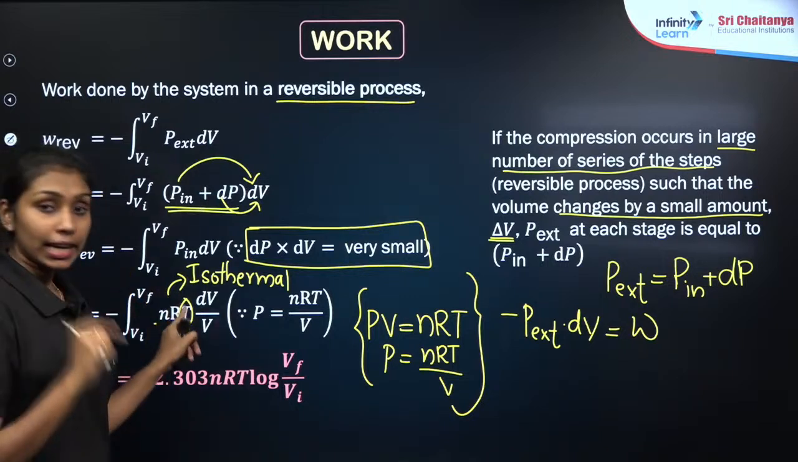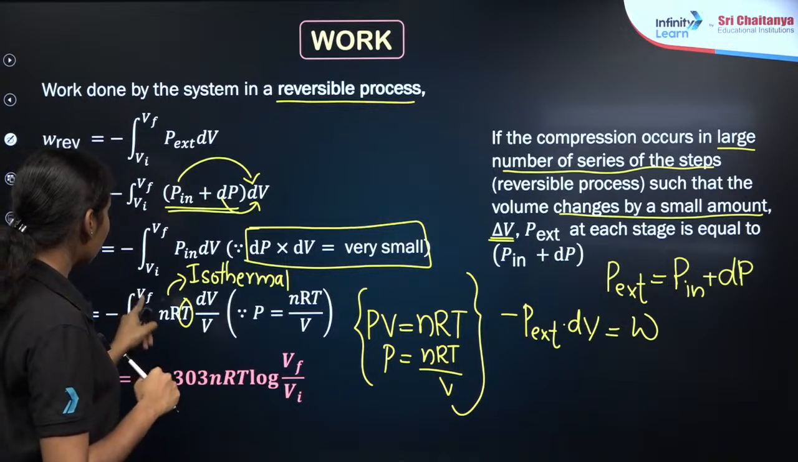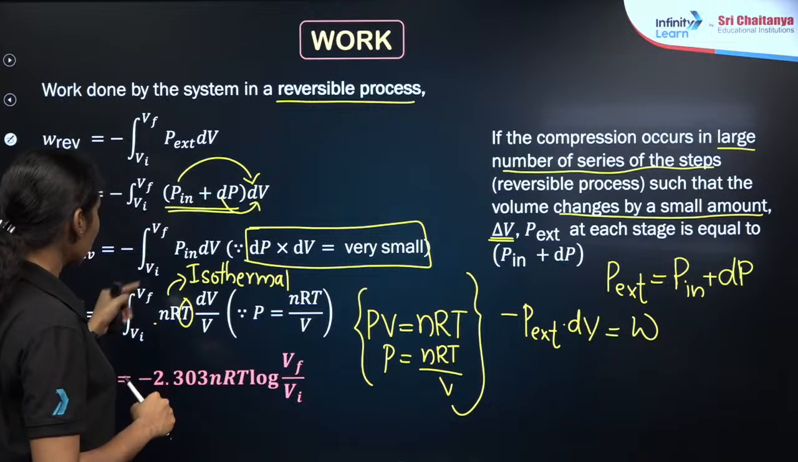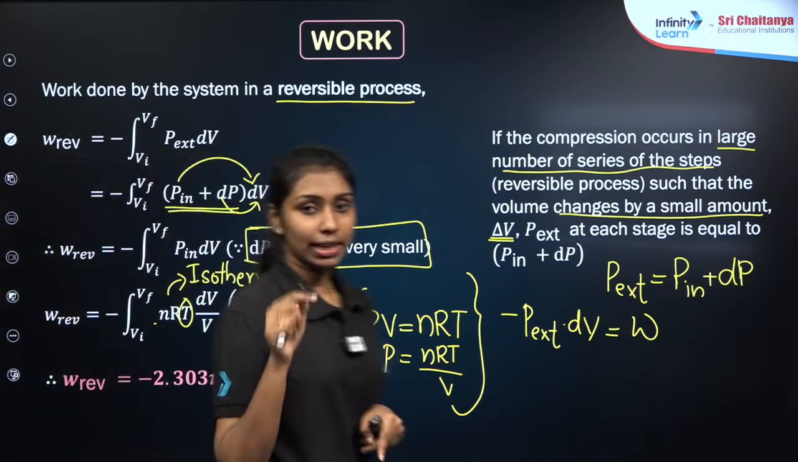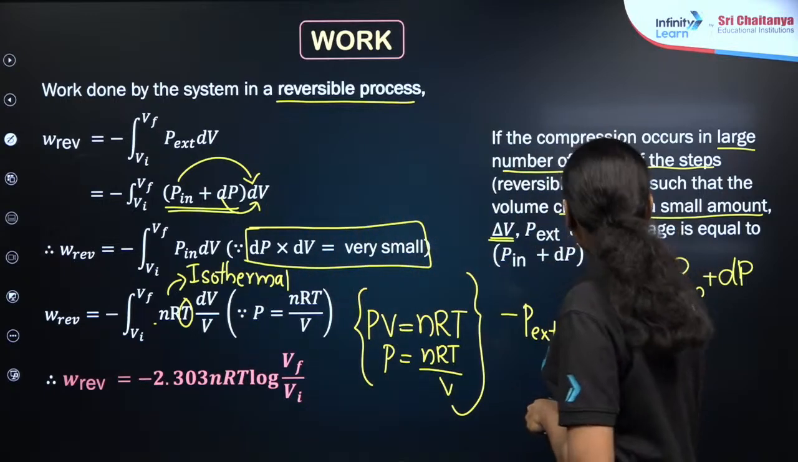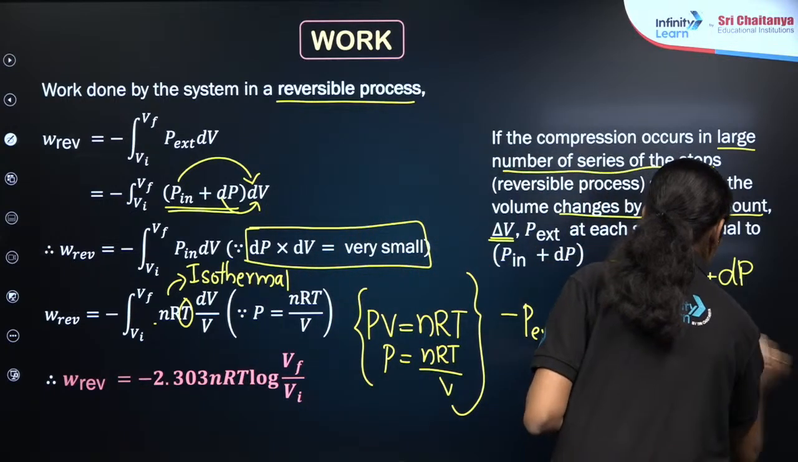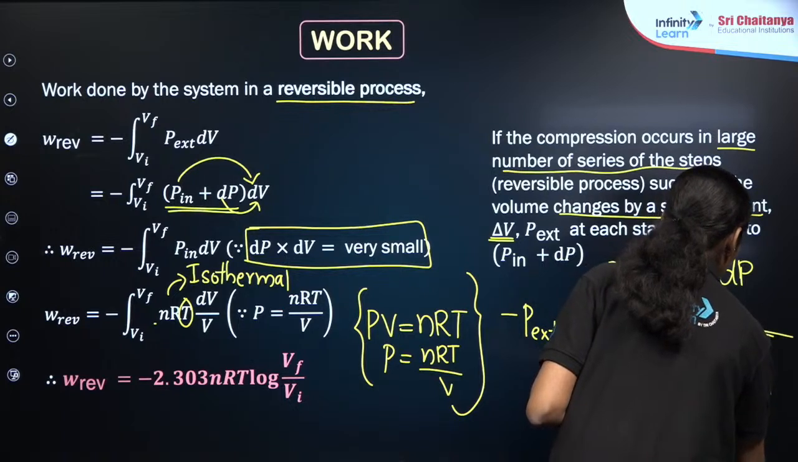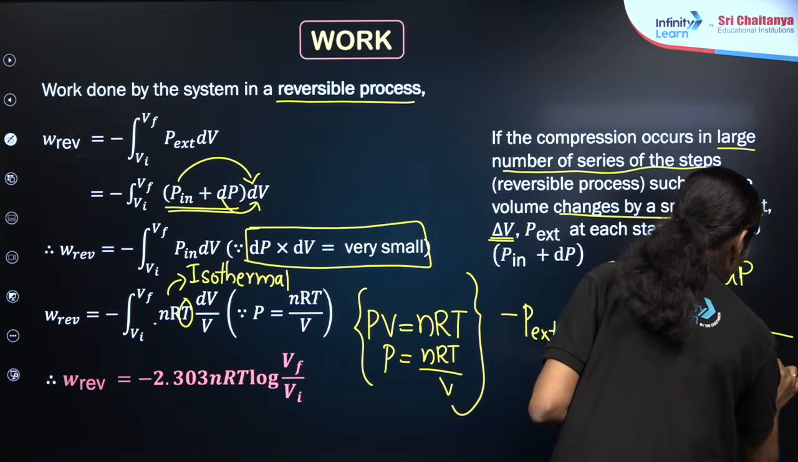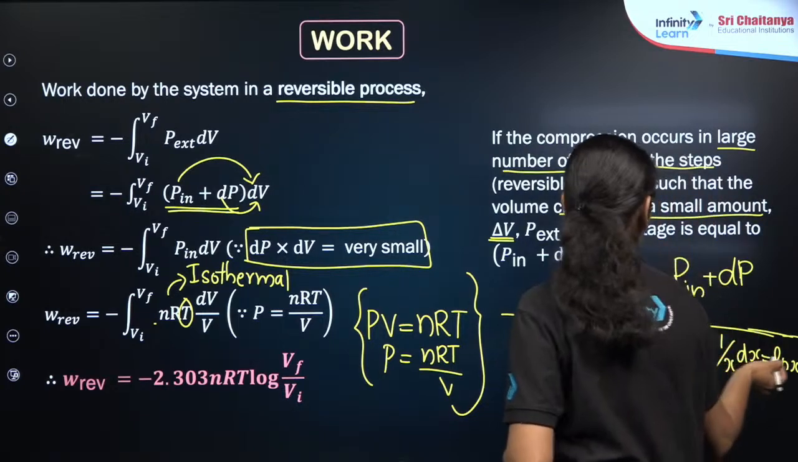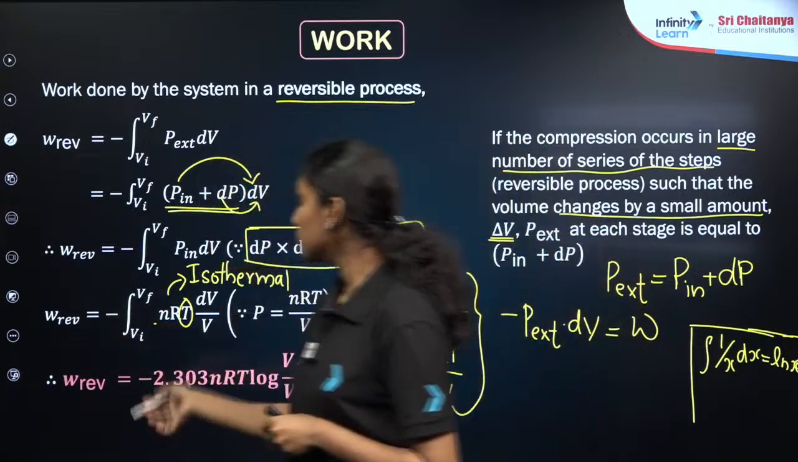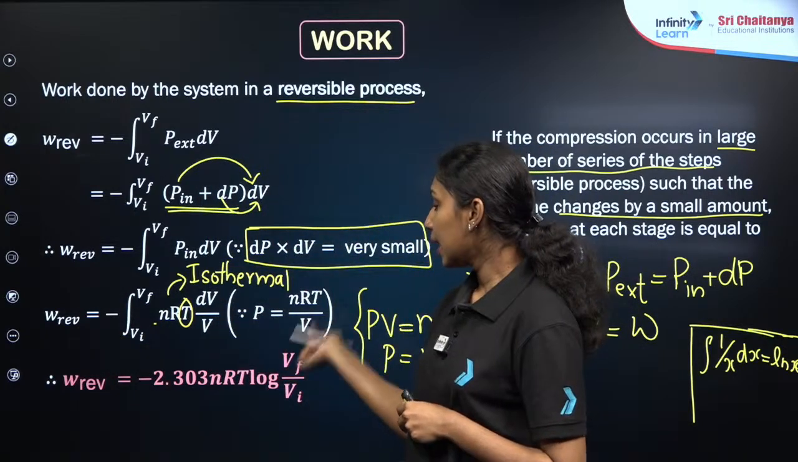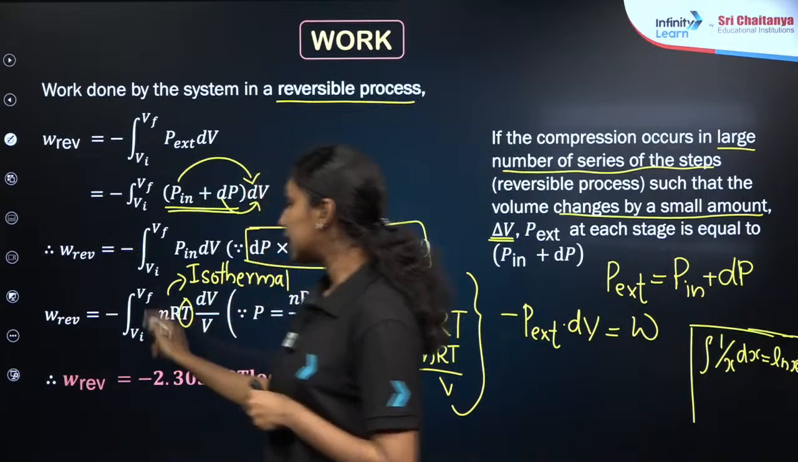So it will become minus nRT into the integral from Vi to Vf of dV by V, which means 1 by V dV. As you already know, the integral of 1 by x dx is equal to ln x, that is, natural logarithm of x. So the reversible work will be equal to negative of nRT log V. Then we are taking the limits here.